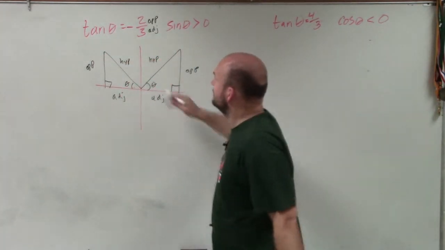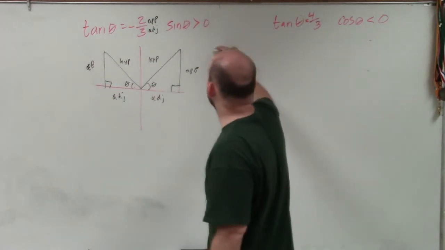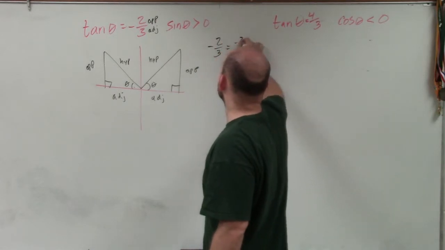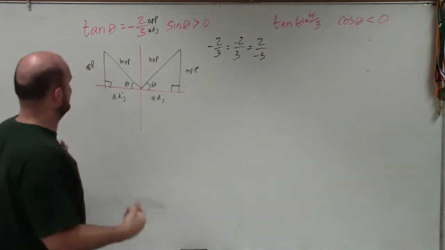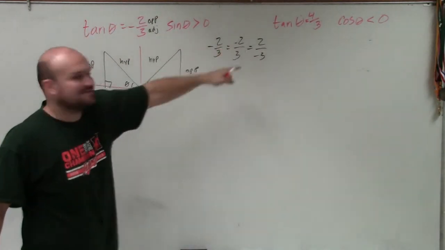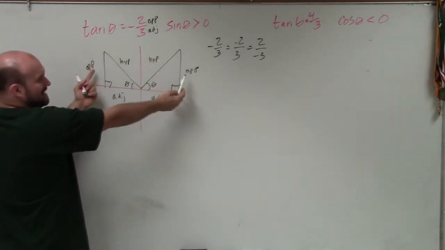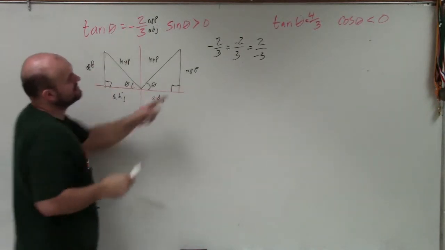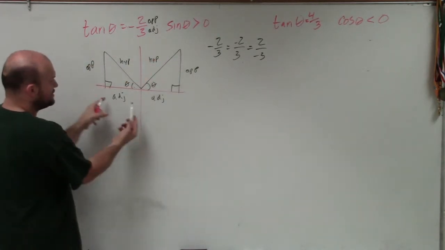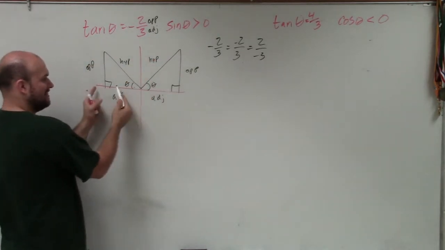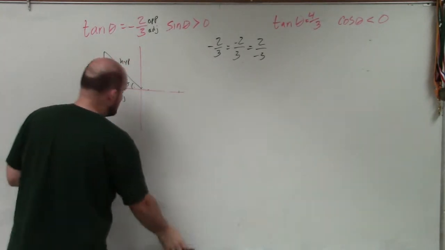The main important thing to know is that negative 2/3 is the same thing as negative 2 over 3, which is the same thing as 2 over negative 3. So that negative could be in the numerator or in the denominator. If it's in the numerator, that means the opposite side is negative. Well, is it possible, if sine is positive, for it to be negative? No, right? So the negative has to be in the denominator, which means the adjacent side has to be negative. Which of these triangles has a negative adjacent side? This triangle. So now I can focus all of my attention on a triangle in the second quadrant.